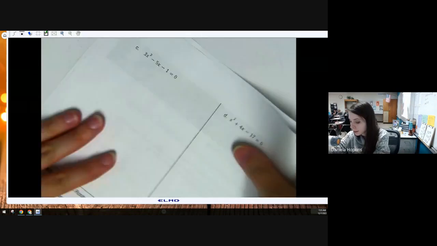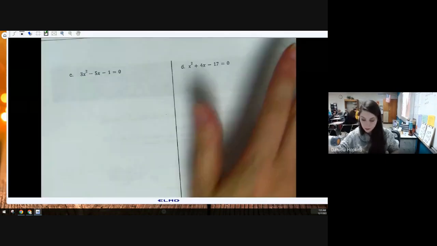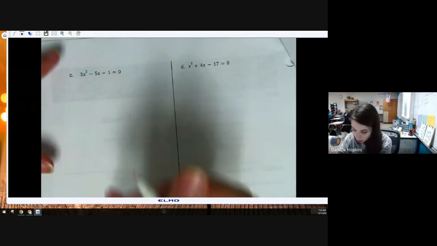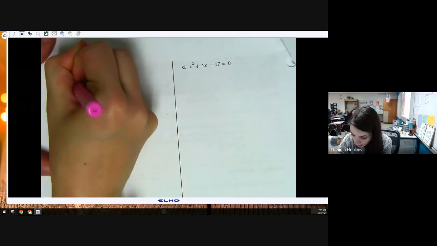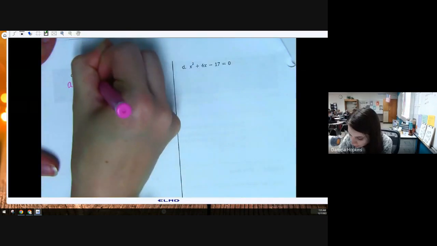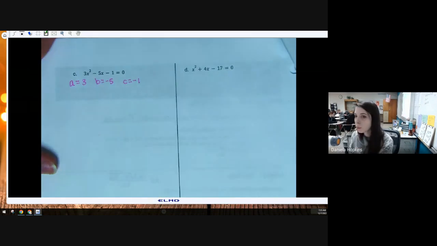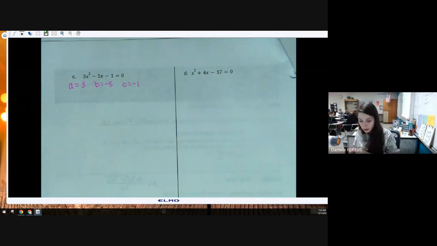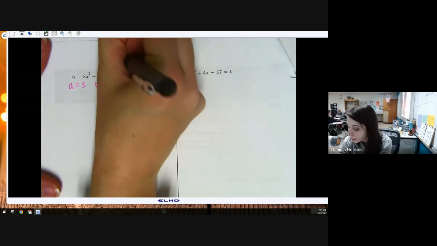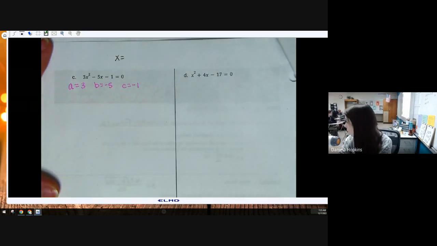All right, so part C. Now we have one where A is not 1, which doesn't really change anything too much. So I have my A is 3, my B is -5, my C is -1. I think it's really important just to list those to start. Again, you guys have to have this memorized. So I always like to rewrite on the top of whatever page I'm working on. I like to rewrite the quadratic formula.